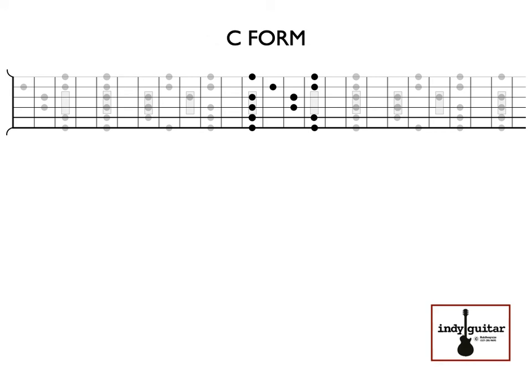This is the C form. This is the A form. The G that everybody knows, it's the only one they know. The E. And the D.